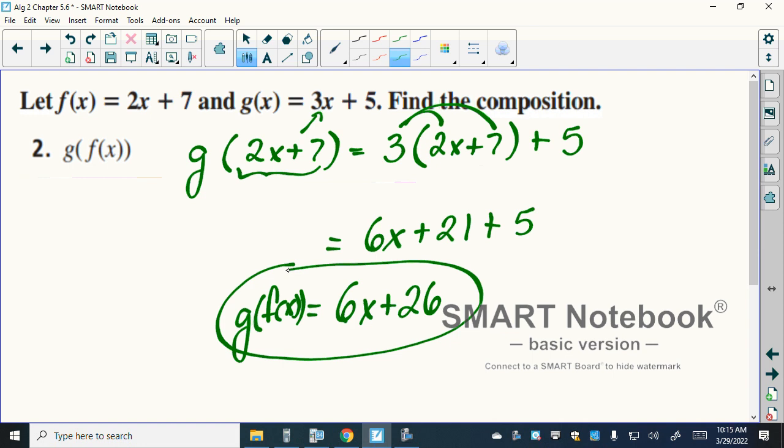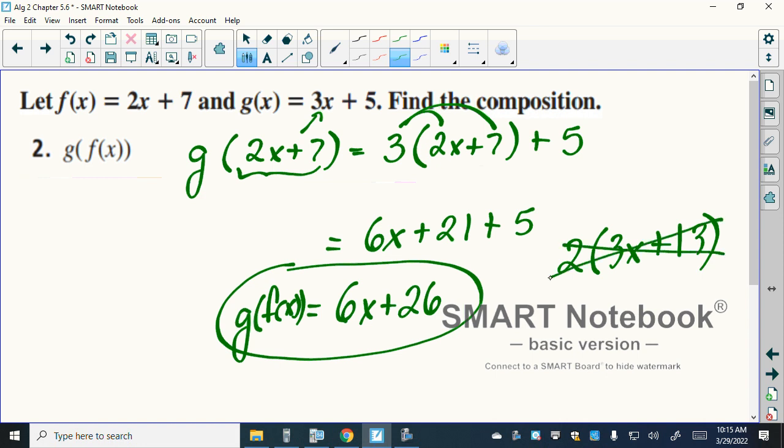Since 6x and 26 are not like terms, we can't add them or combine them. There is a greatest common factor between 6x and 26, which would be 2, because 3 doesn't work. But rewriting it as 2 times the quantity x plus 13 isn't really any simpler than 6x plus 26, so we'll leave that alone.